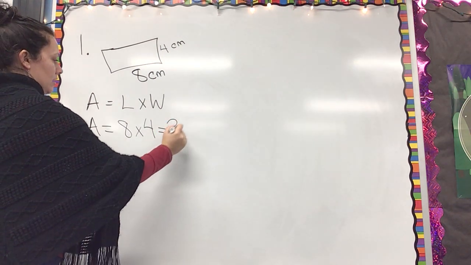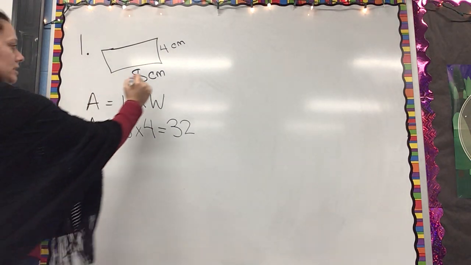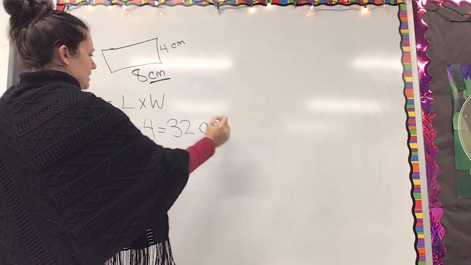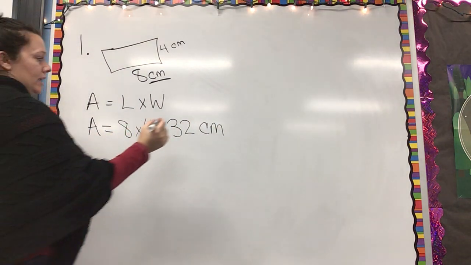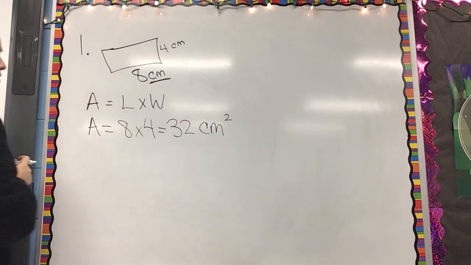32. Now, ladies and gentlemen, you are not going to get it correct unless you have a proper label. What is my measurements I'm working with? Centimeters. Am I done? No, I need to put a little 2, my little 2 exponent, centimeters squared.